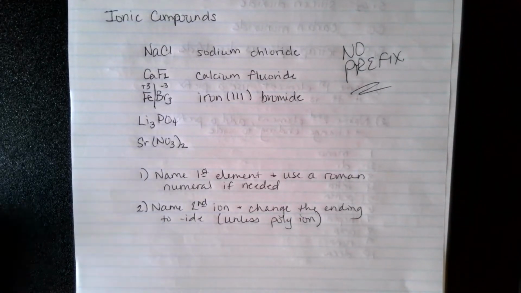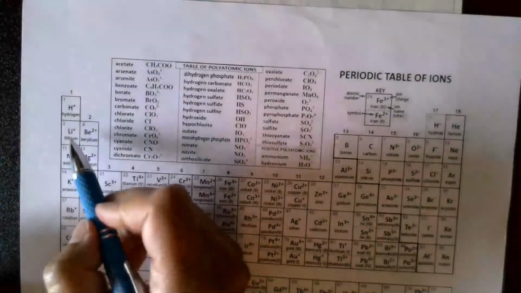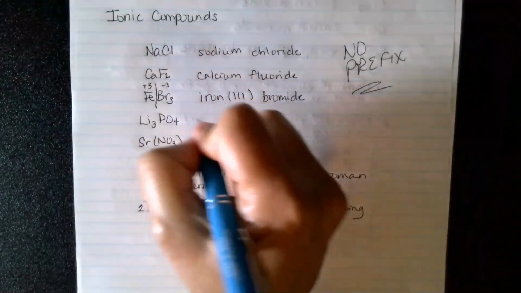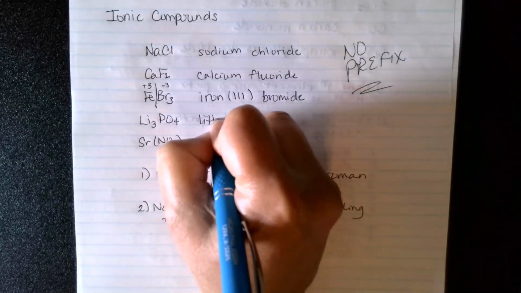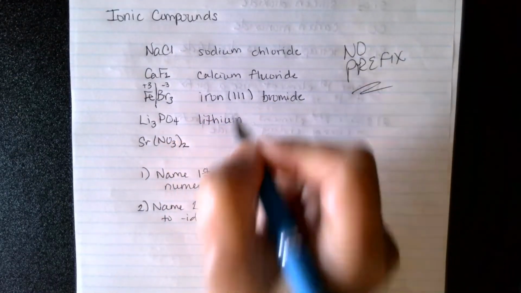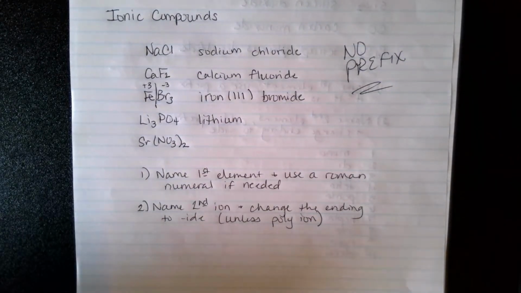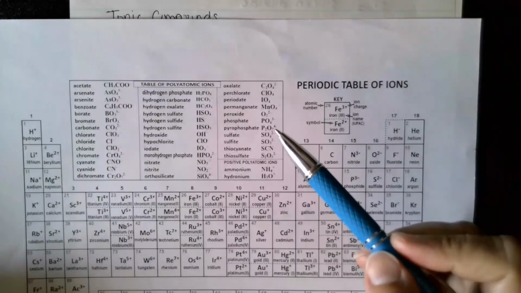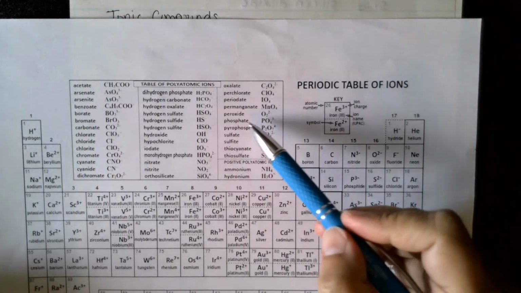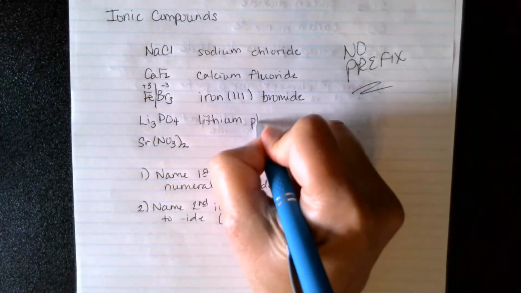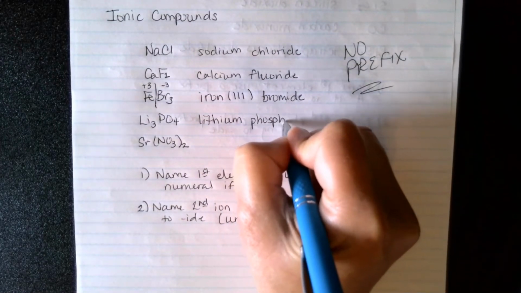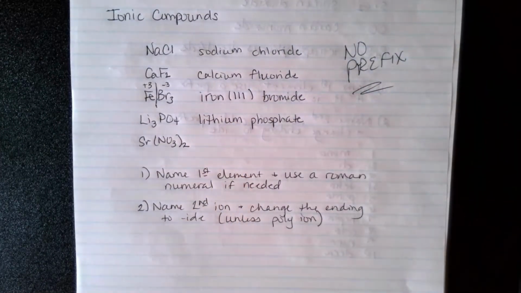Okay, my next one, I'm going to name Li, lithium. And I don't care about the 3. Now PO4 is one package, and that is phosphate. So lithium phosphate.